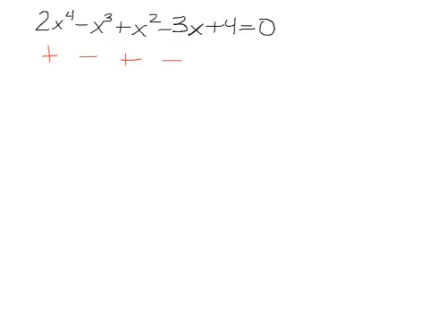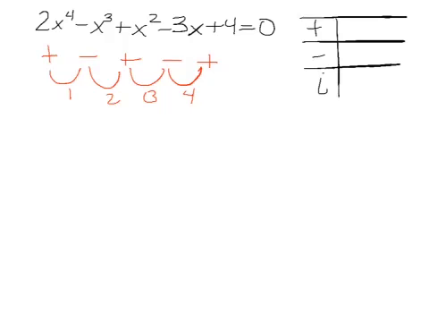Let's go to a more advanced part. If we had 2x to the 4th minus x cubed plus x squared minus 3x plus 4 is equal to 0. And we kept it as a positive, and we plugged in x. We have plus, minus, plus, minus, plus. So I have 1, 2, 3, 4. So again, if we put it back into this drawing, so 4 positive, so that would mean 0, 0, and 4.